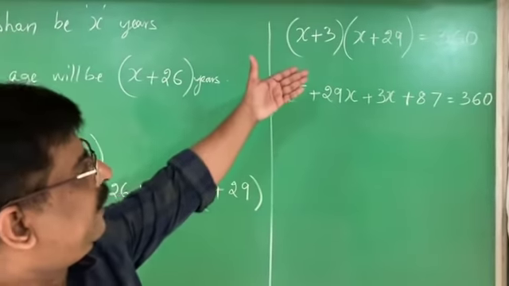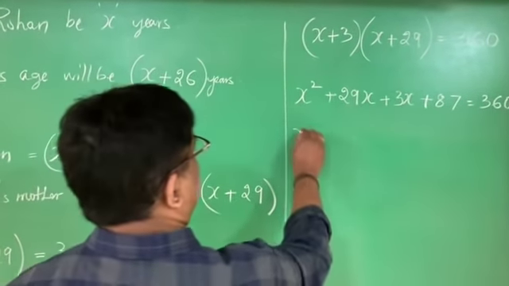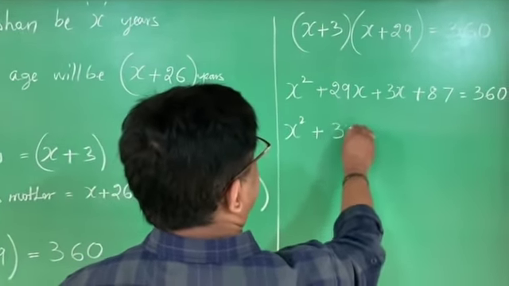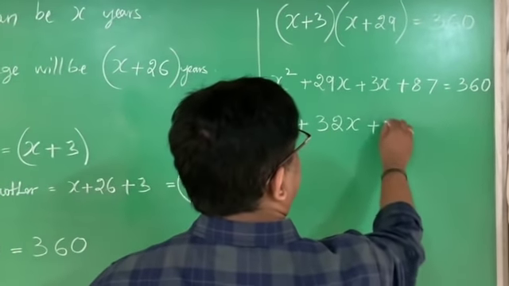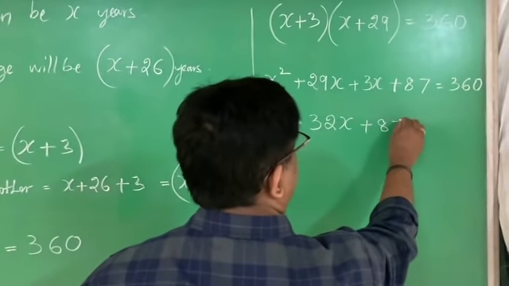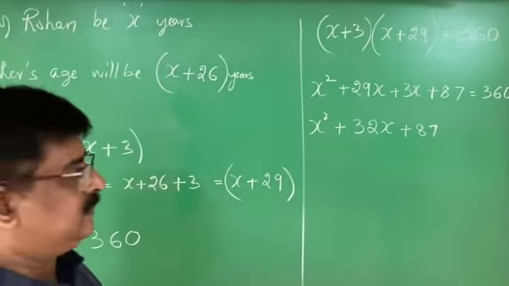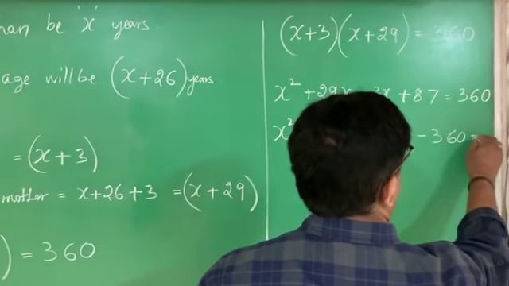Right? Now I simplify the LHS part. x square, 29 plus 3 is 32x, plus 87. Now I can reduce one more step here. 360 I transfer to this side. One step I can say minus 360 is equal to 0.